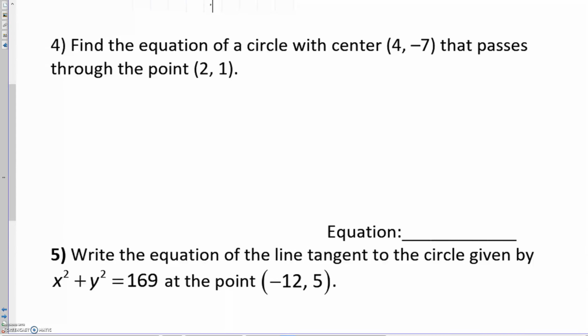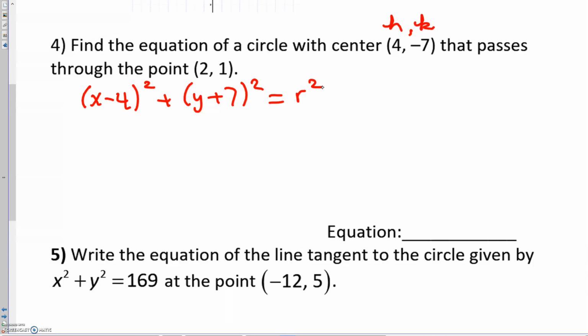All right, find the equation of a circle with a center (4, -7) that passes through the point (2, 1). So this one, when we go to write our equation, we would get (x - 4), because here's our center, here's our h and k right there. So I have (x - 4)^2 + (y + 7)^2 = and then I want to write r^2, but there's not one.